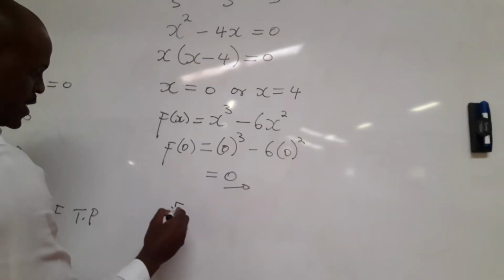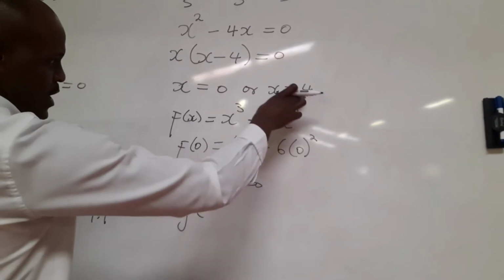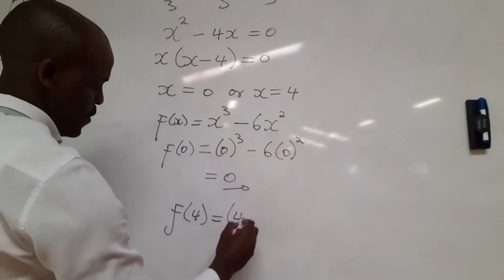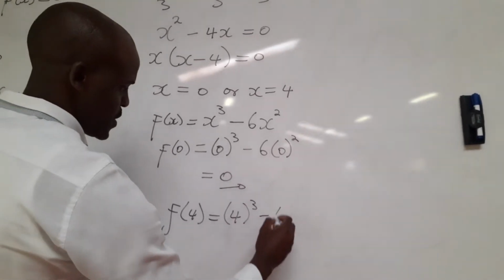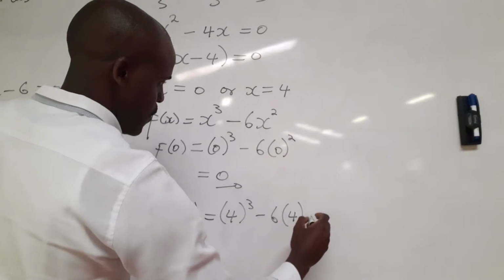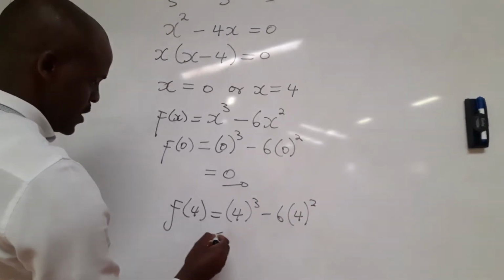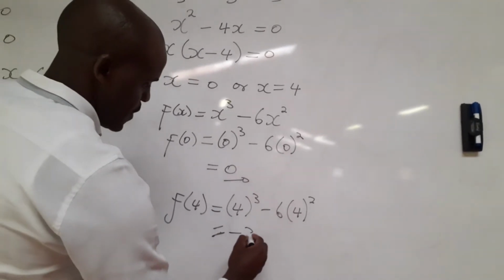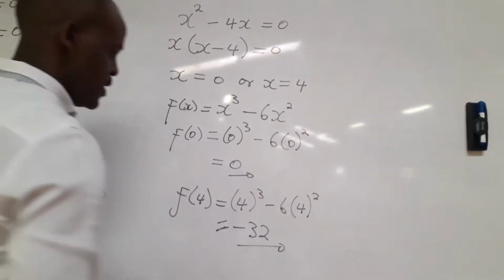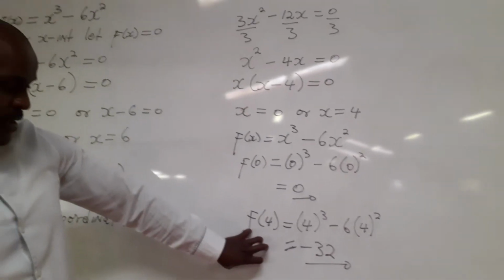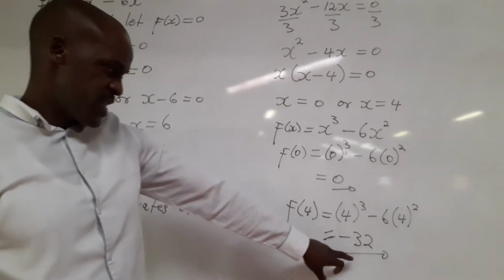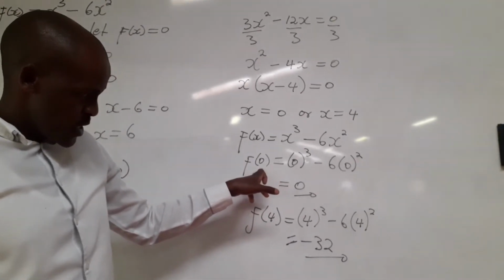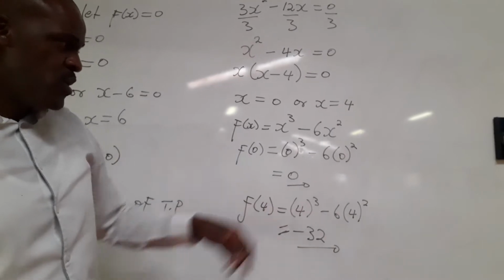Let's find y where x is 4. It's 4 cubed minus 6 times 4 all squared. And then the remainder here will be negative 32. So our y value at the turning point would be negative 32 if x is equal to 4. If x is equal to 0, our y also will be equal to 0.